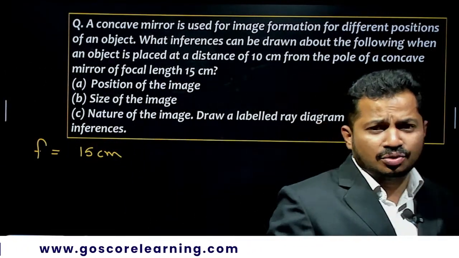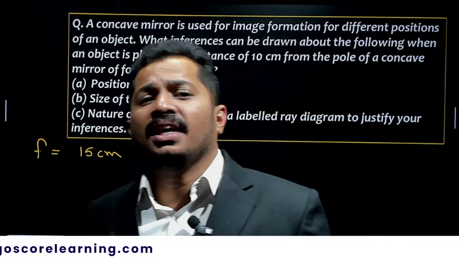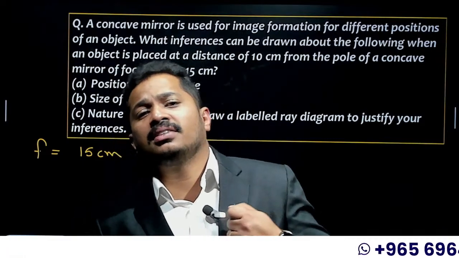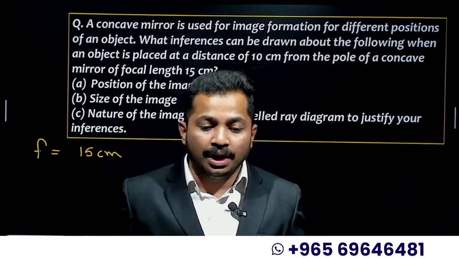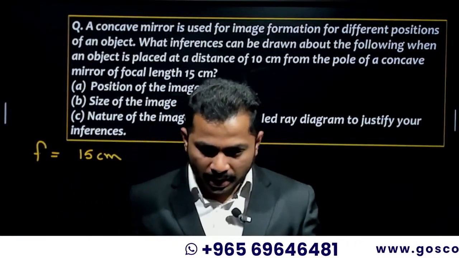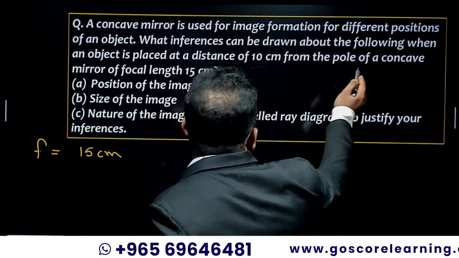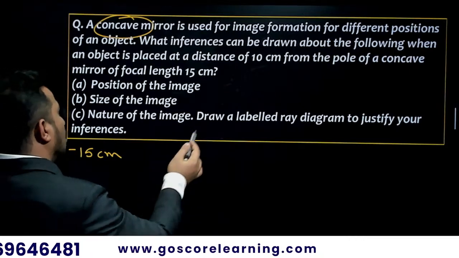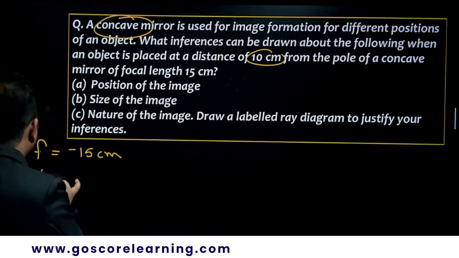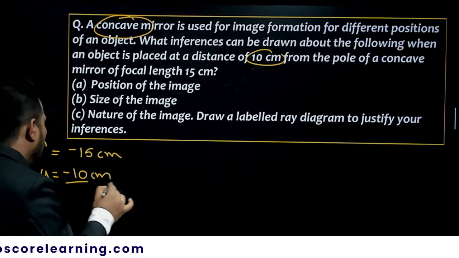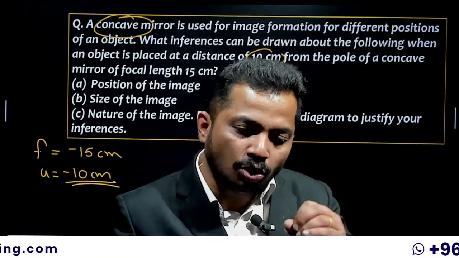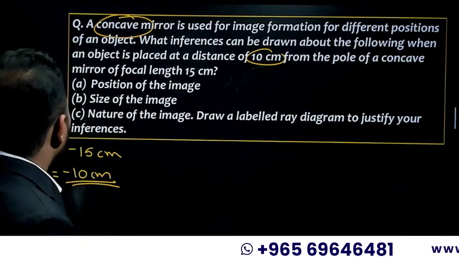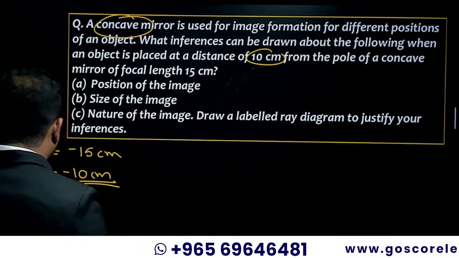That should be your preference when you are attempting any numerical related to mirrors and lens. Your first preference should be giving the sign of the given data according to the type of the mirror and lens which is given. Here it is a concave mirror, so F is negative 15. One more thing, 10 centimeter is where the object is placed. U is always negative, doesn't matter what kind of mirror or lens it is. Object distance is always negative. Okay. So position of the image, we need to find V.